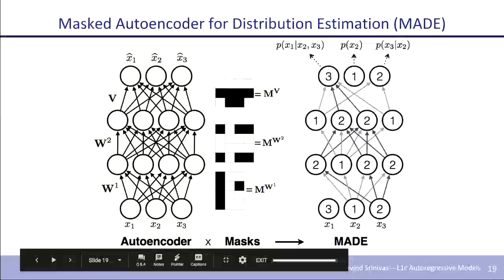So what this paper tried to do is say, how can we actually turn an autoencoder into a distribution estimator, meaning an autoregressive model that gives likelihood evaluation? You feed it any data point X, and it tells you the likelihood of it as specified by the model. And then you can also sample from it. The way you do it is by masking out certain weights in the multi-layer perceptron weights.